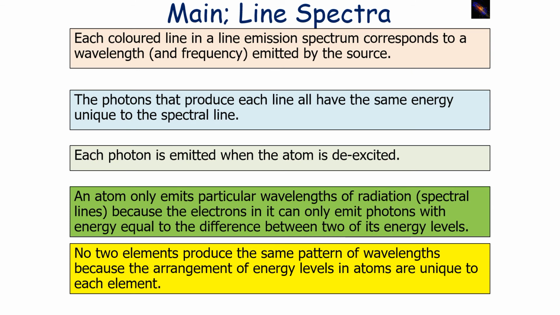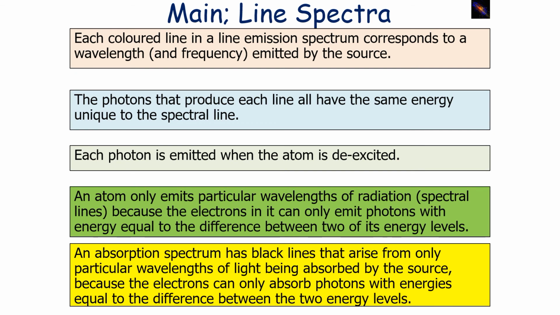Now, no two elements can produce the same pattern of wavelengths because the arrangement of energy levels in atoms are unique to each element. Now, it's important to note that an absorption spectrum has black lines that arise from only particular wavelengths of light being absorbed by the source, because the electrons can absorb photons with energies equal to the difference between the two levels.